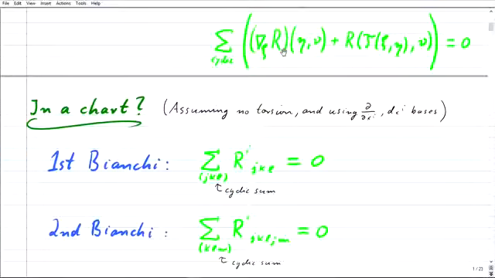The first Bianchi identity is the statement that the cyclic sum of these components of the Riemann curvature tensor vanishes. And the second Bianchi identity says that this cyclic sum with a covariant derivative in here is vanishing. Just by spelling out what these expressions are, you arrive at that.